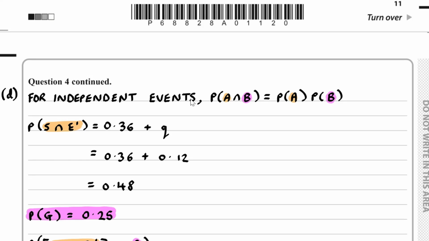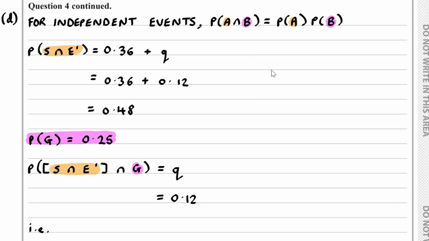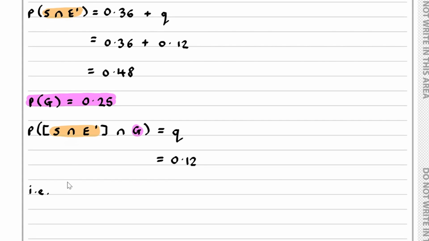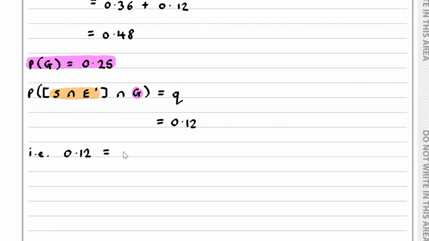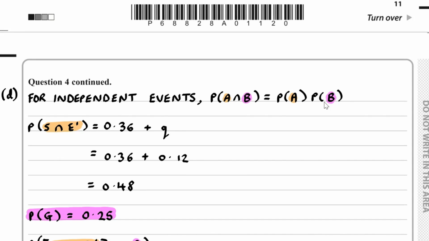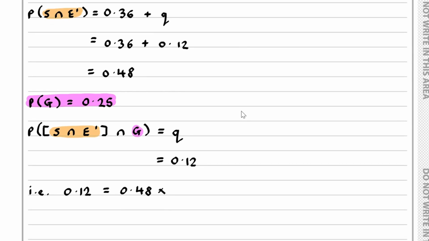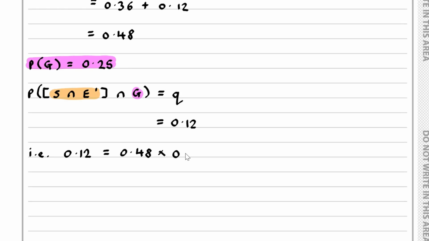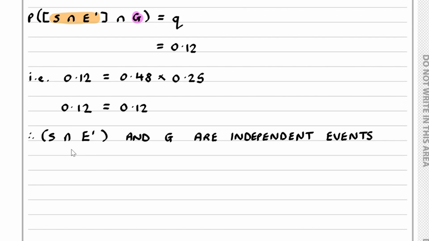So, using our formula for independent events, probability of A and B, well that's S and E dash and G, so that's 0.12. We're questioning, does this equal probability of A, which is 0.48, multiplied by probability of B, which is 0.25. Well, 0.12 is definitely equal to 0.12. The left hand side and the right hand side are equal. S and E dash and G are independent events.